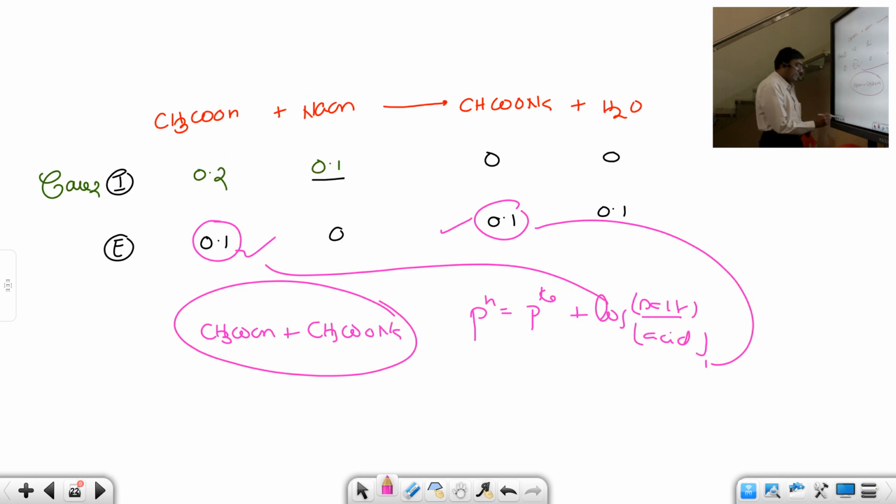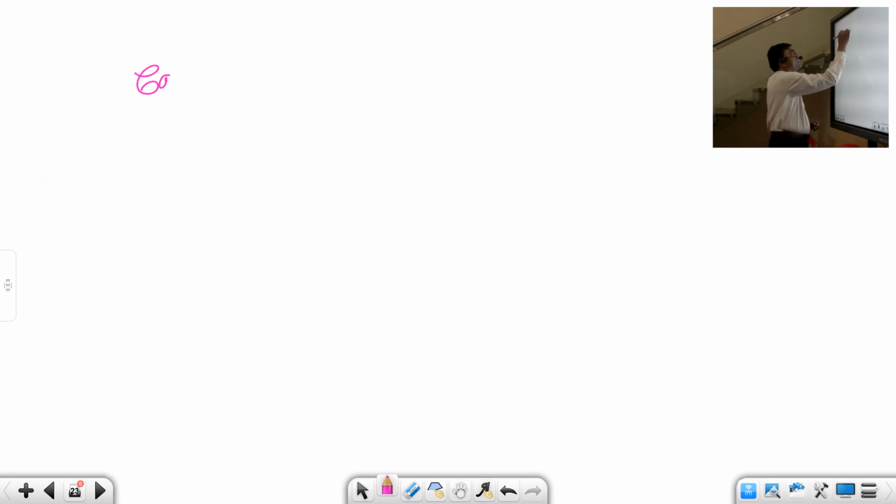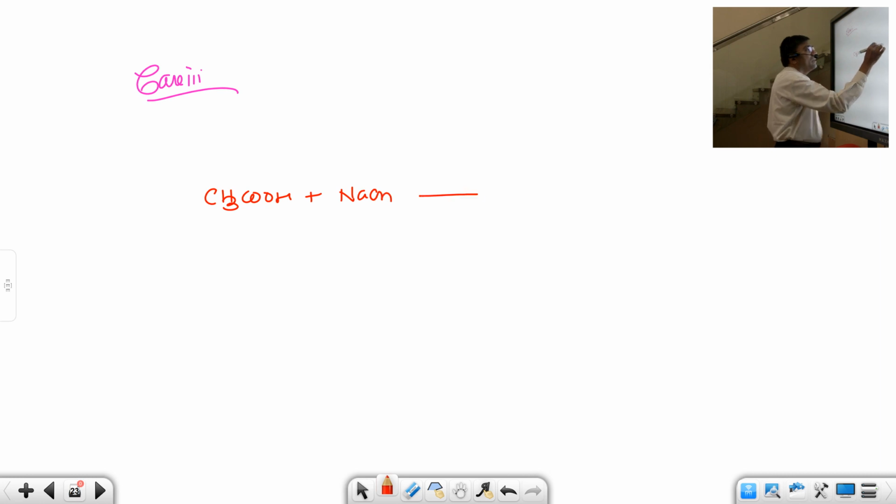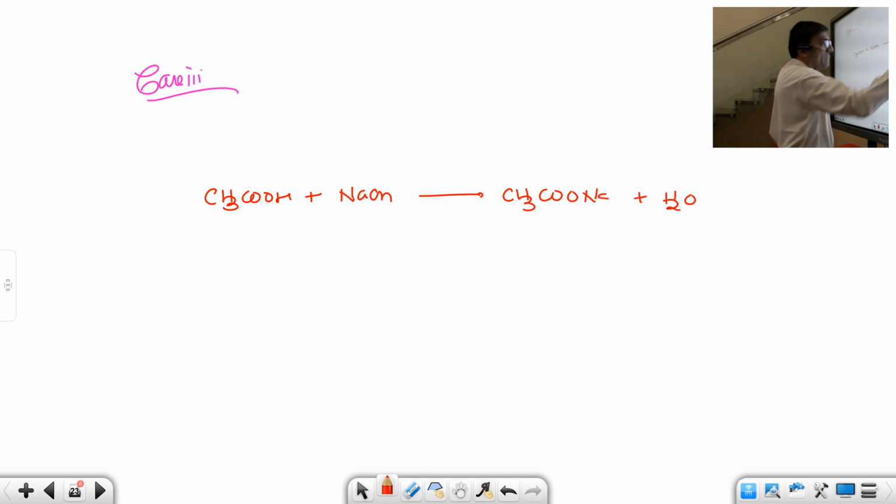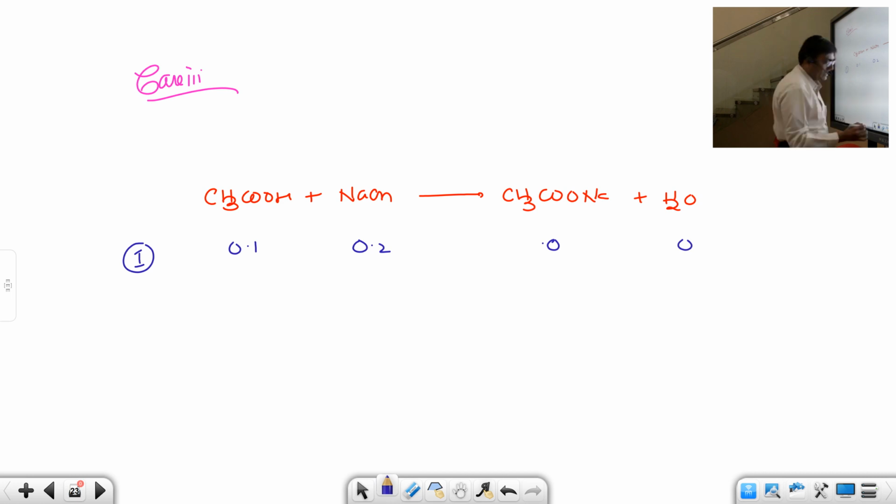Now let us see case 3. Let us take CH3COOH plus NaOH gives CH3COONa plus water. I am taking the initial concentrations as follows: 0.1 and 0.2, and 0 and 0 for the products. Now the equilibrium concentrations: the acid will be 0, completely consumed, 0.1 of NaOH will be left out, and 0.1 of salt and water will be formed.